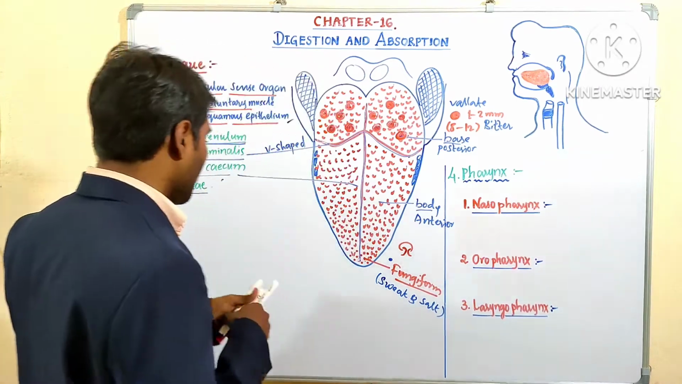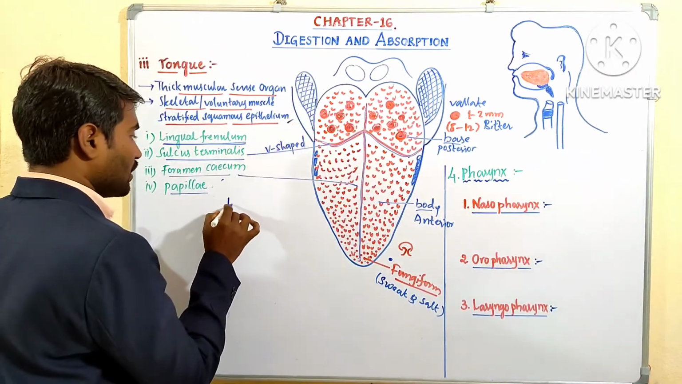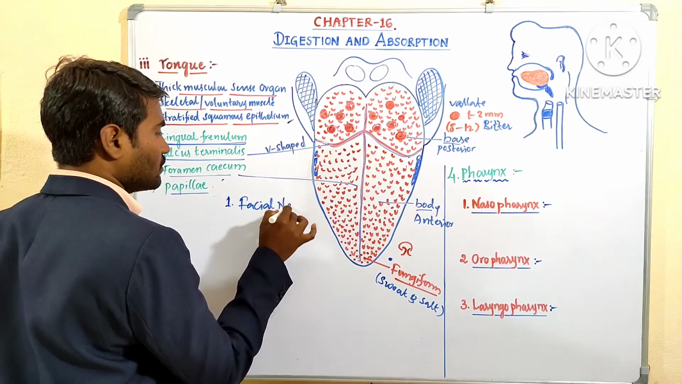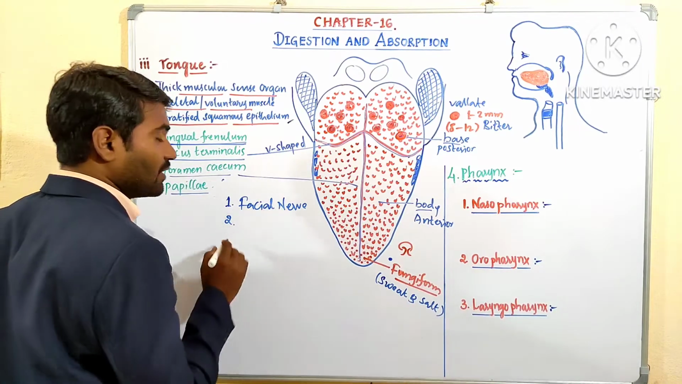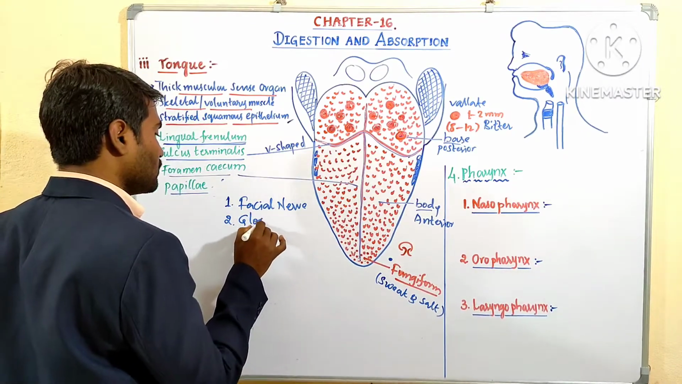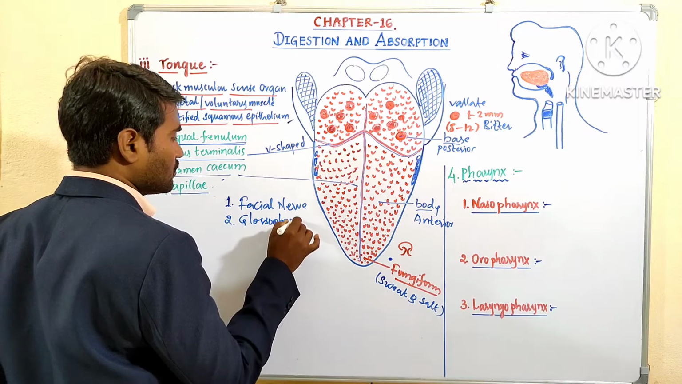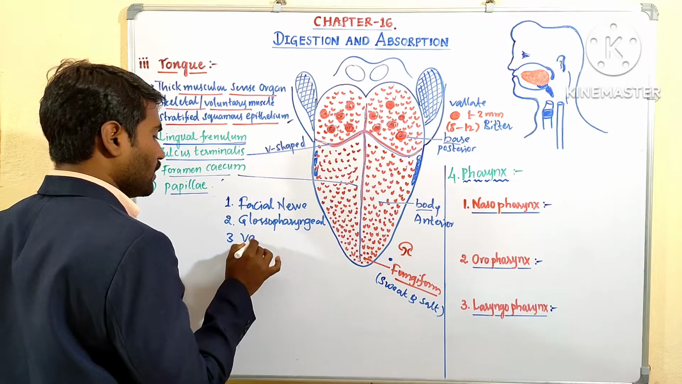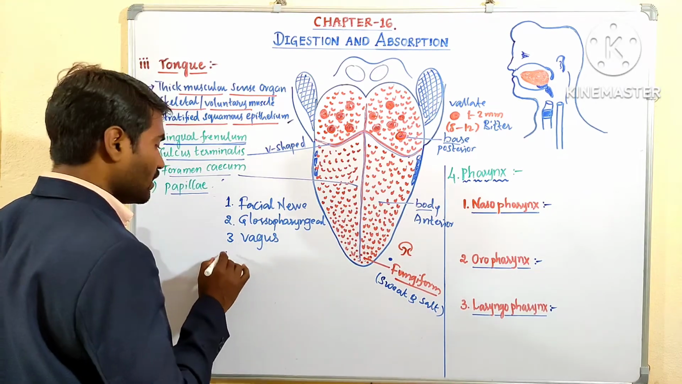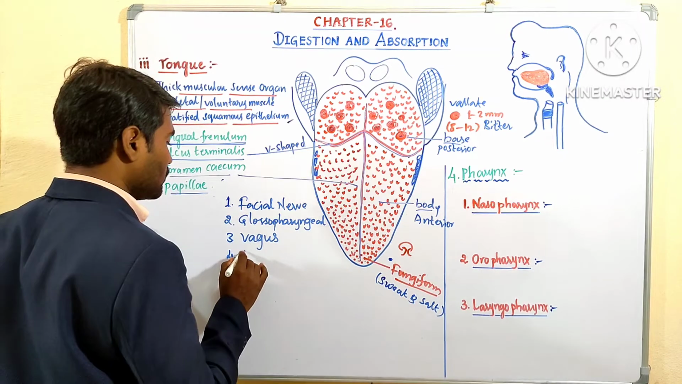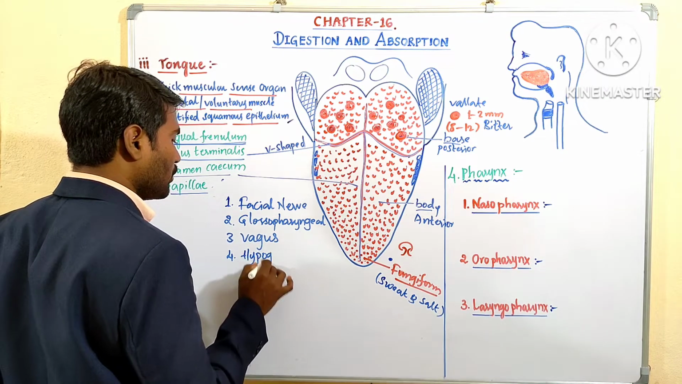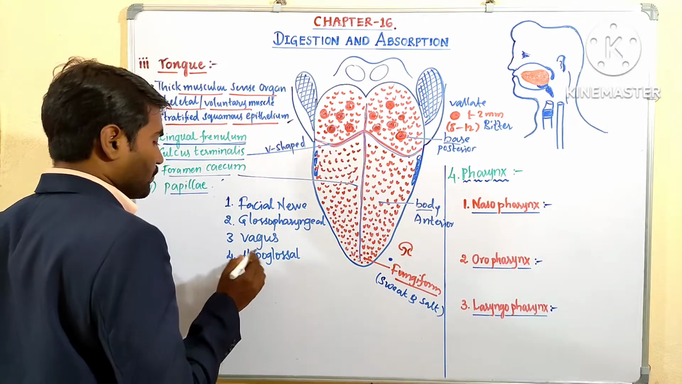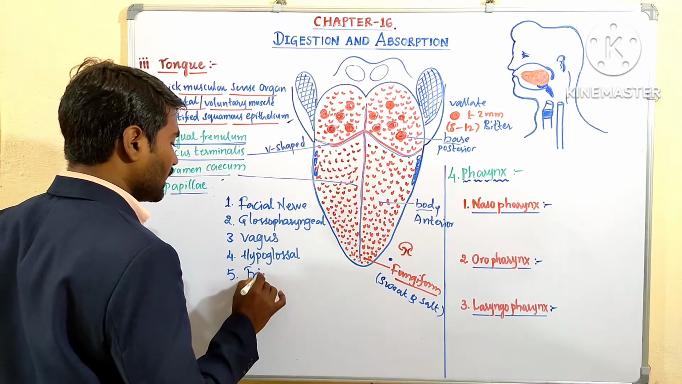The nerves which supply the tongue are the facial nerve, as we know the 7th cranial nerve. Glossopharyngeal nerve, it is the 9th pair. Vagus nerve, it is the 10th cranial nerve. And also the hypoglossal nerve, it is the last pair, the 12th pair. And one more is the trigeminal nerve.